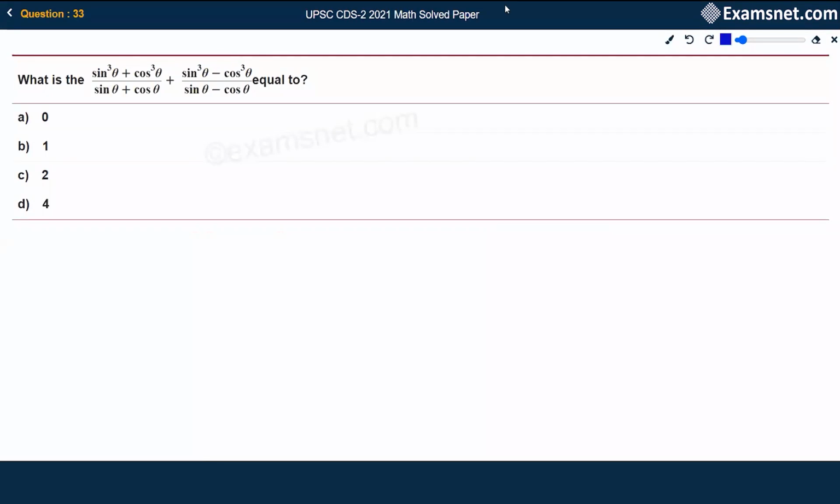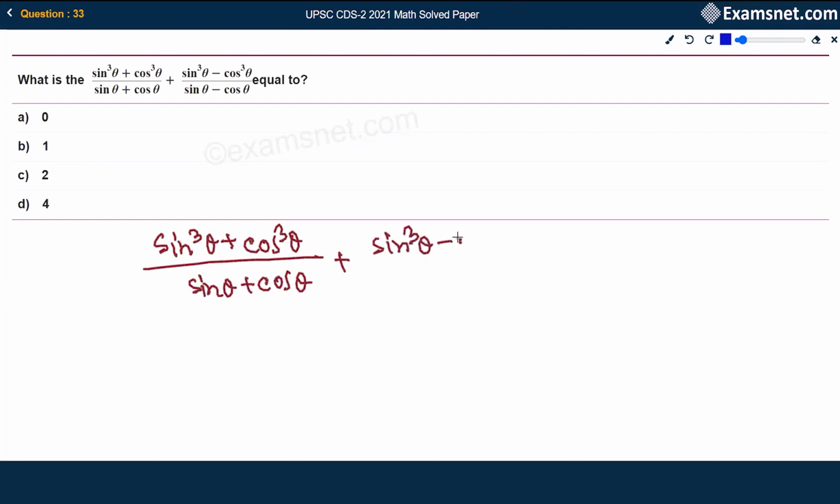In question number 33, it is given: what is the value of this given expression? Let me first write it down. (sin³θ + cos³θ)/(sinθ + cosθ) + (sin³θ − cos³θ)/(sinθ − cosθ). First, let me remind you of a few important algebraic formulas.